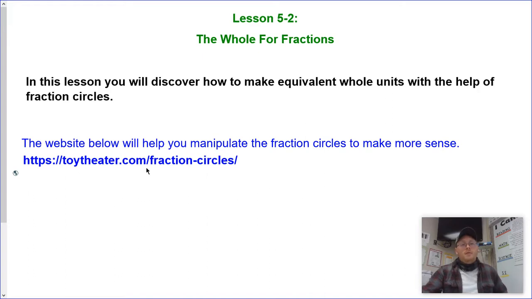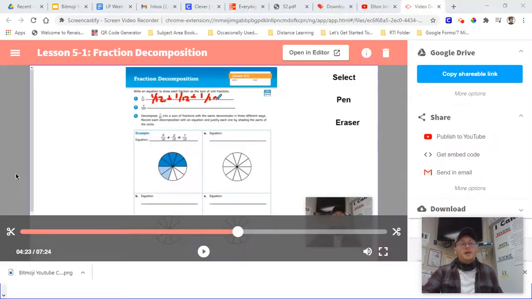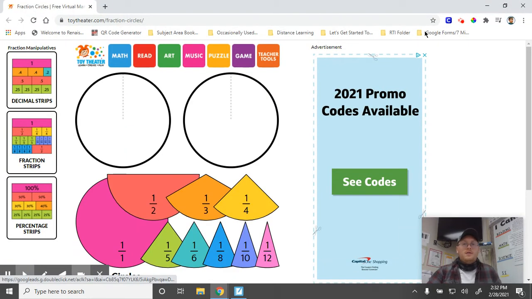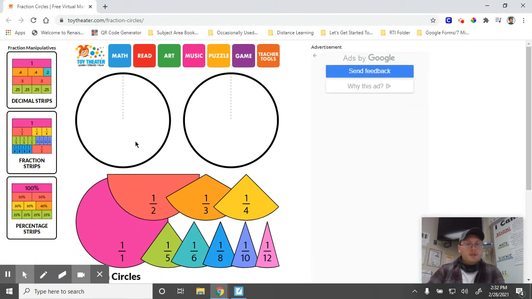toytheater.com, fraction circles, all of that will help you. So, we're going to go to that right now. Okay. So, let's look at this page right here.